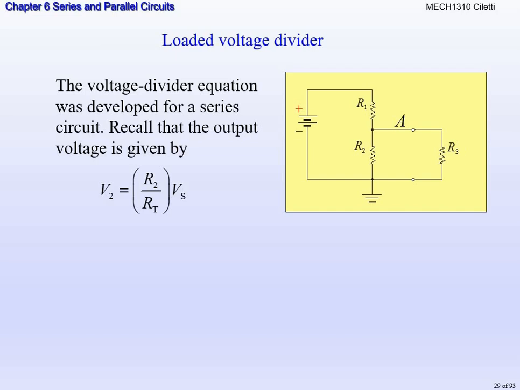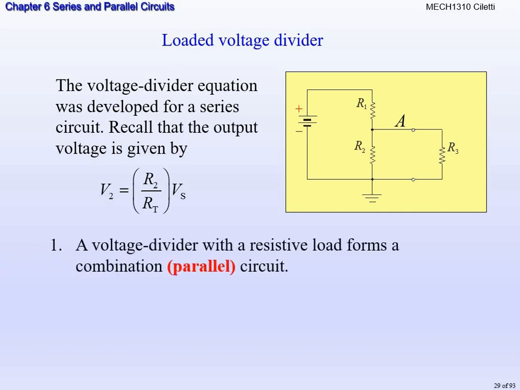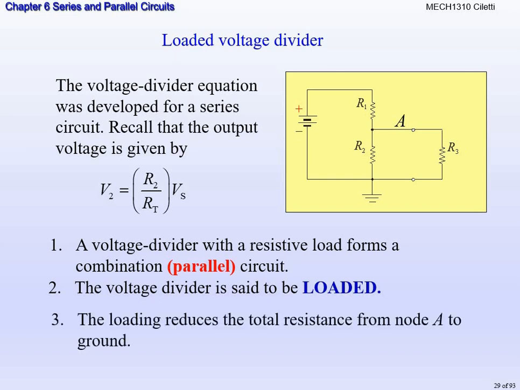And the same drop across R2, it would be the same drop across R3 because R2 and R3 are in parallel here. So, a voltage divider with a resistive load forms a parallel combination. So R2 and R3 are in parallel. What this means for us in understanding is we call this a loaded voltage divider because we have RL, we have a load sitting in parallel with R2.